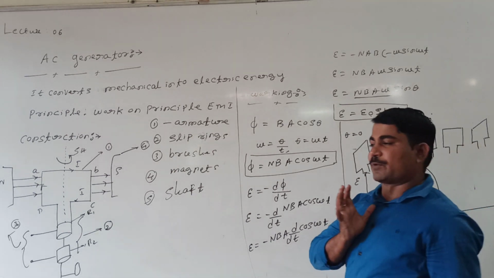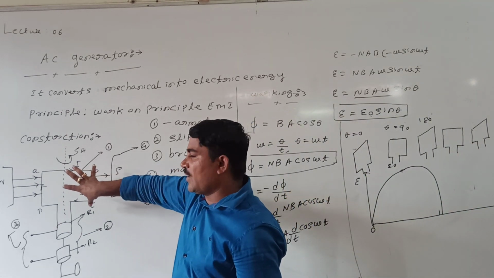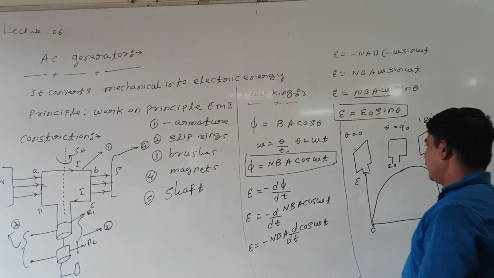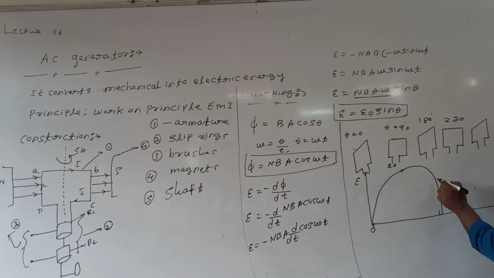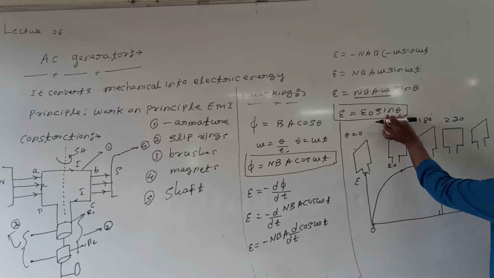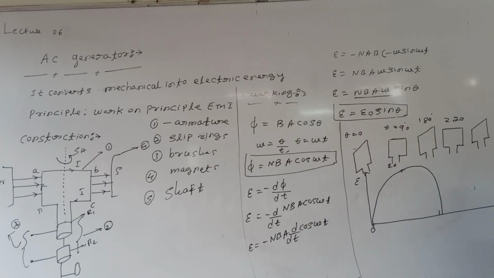Now let us come to the second half rotation. When the coil rotates from 180 to 270 degrees, 180 to 270 means where is it? This is nothing but 270 degrees, right? When the coil rotates from 180 to 270, sine 270 is minus 1, minus 1 into E naught, then how does the EMF change? The EMF changes like this. What about this value? This is 270. 270 means what value? Minus E naught. The EMF increases in the reverse direction.